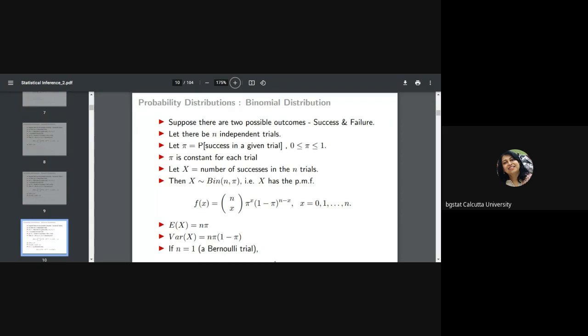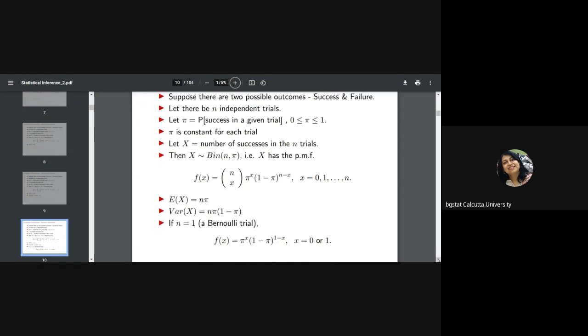If n is equal to 1, we have only one repetition of the experiment, then the expression f of x becomes just pi to the power x, 1 minus pi to the power 1 minus x. And note that x here takes only two values, 0 or 1. So this is a special case of a binomial distribution, and it's called a Bernoulli distribution.